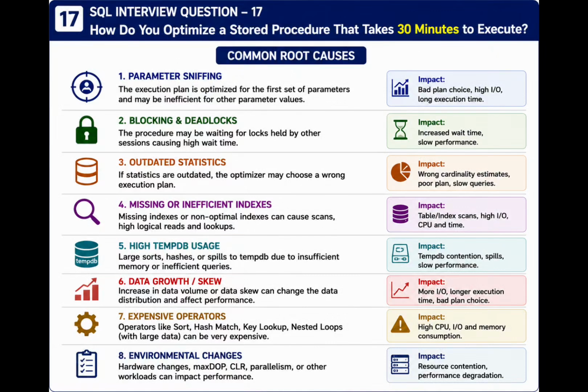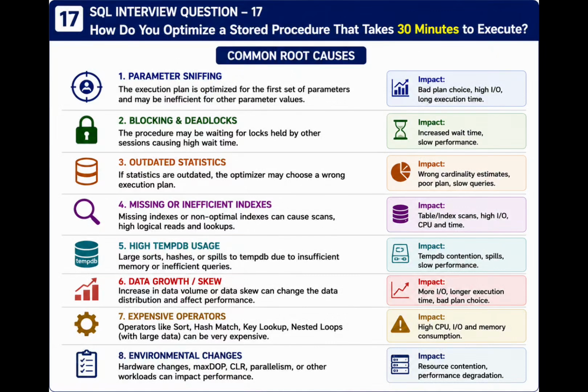The second one is blocking or deadlocks. This one we also discussed. Sometimes the procedure itself is not slow. It is simply waiting because another transaction has locked the required rows or tables. In that case, the execution time increases even though the query has not changed.